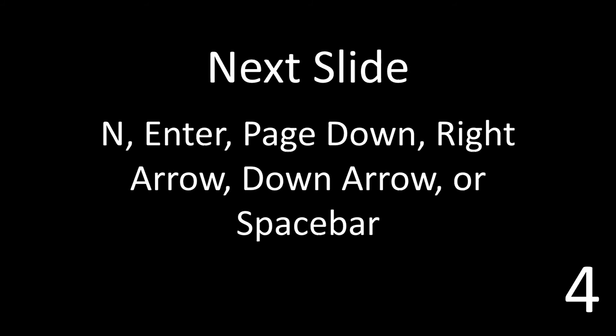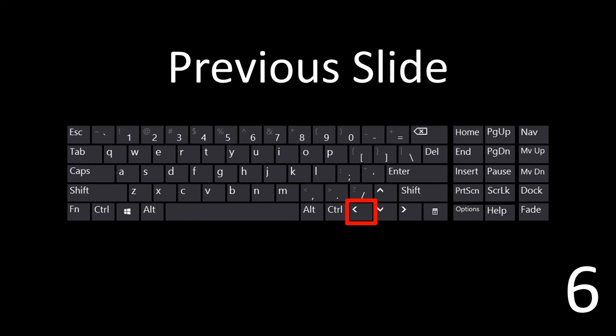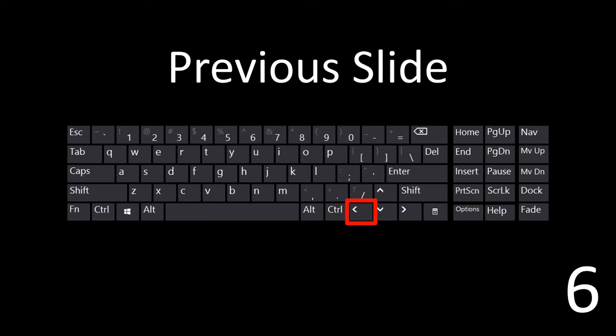There's a lot of ways to get to the next slide. You can see all of the ways listed on this slide. I prefer the right arrow key, and that's because the left arrow key takes you to the previous slide. So you can go between these two very quickly with keys that are very close to each other. And it kind of makes sense with the right and the left.